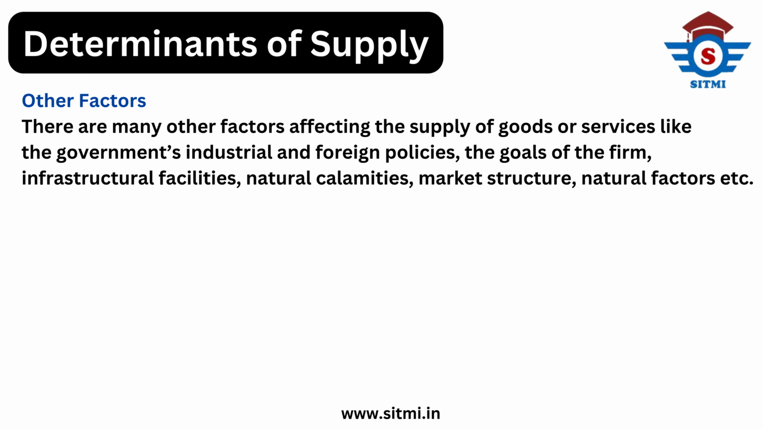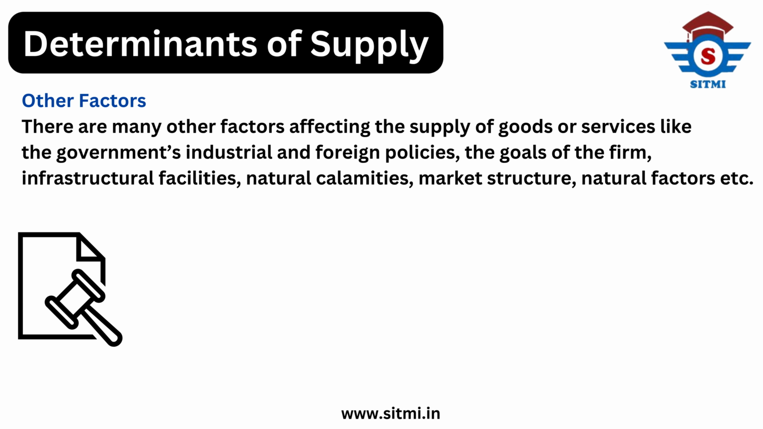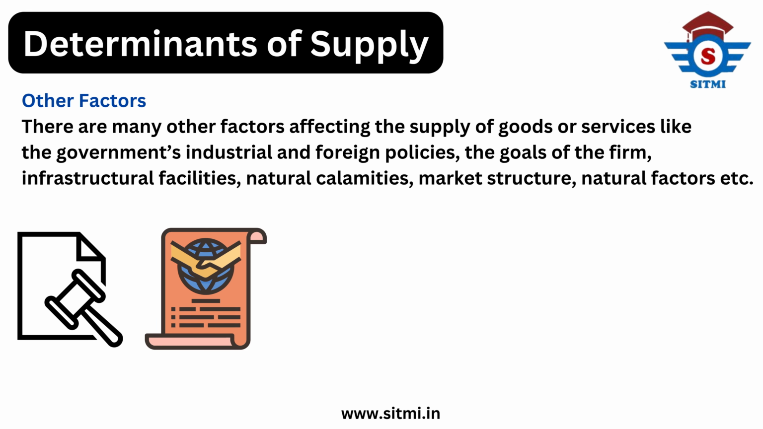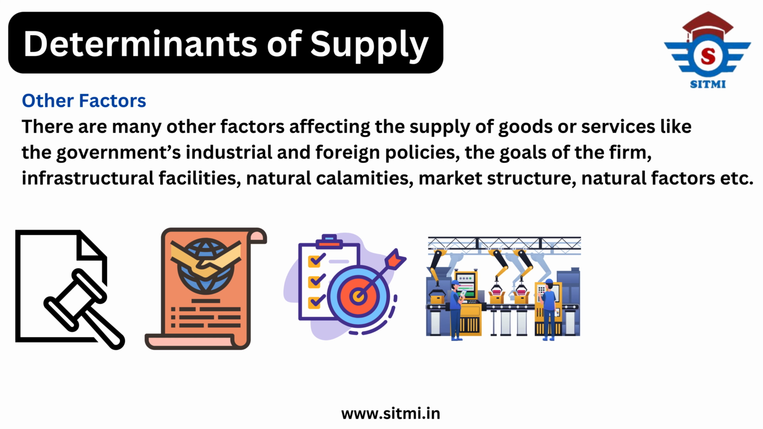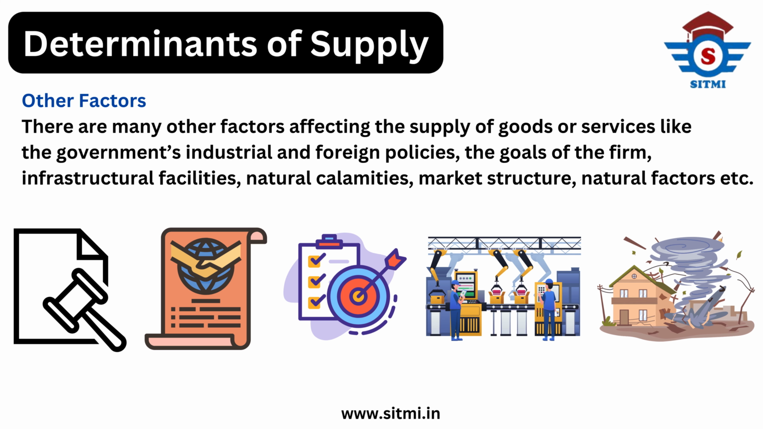Now there are also other factors that influence the supply of goods in a market, like government's policies, industrial and foreign policies. Then there are also factors like goals and objectives of the firms, or firms' infrastructural capabilities or facilities. Then there are also natural calamities which have a direct impact on the supply of a particular product in the market.